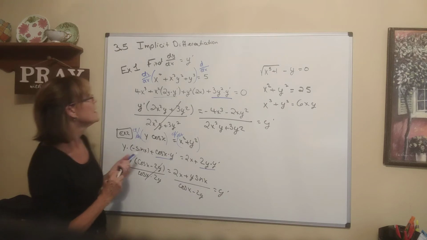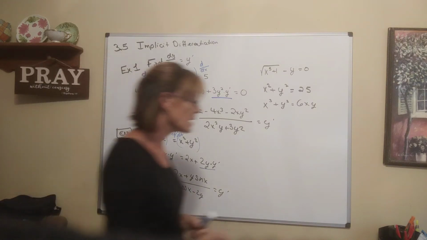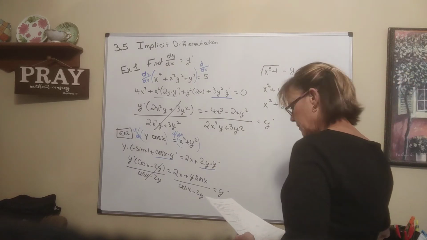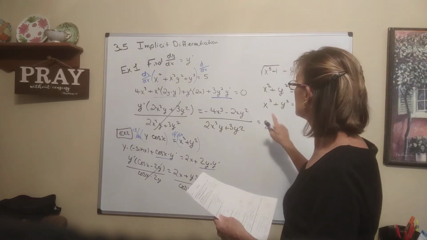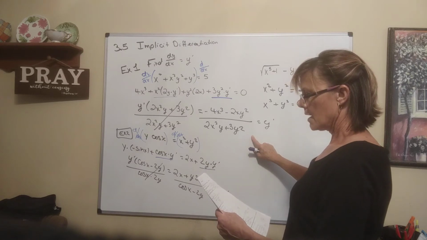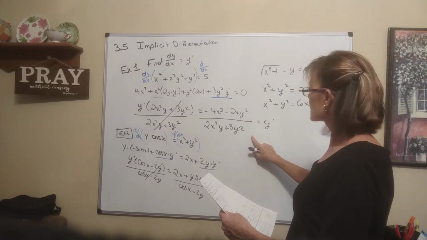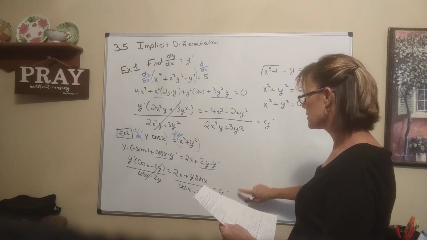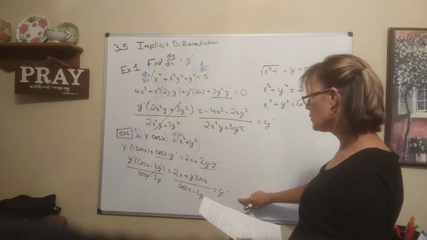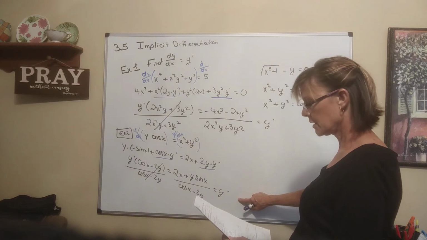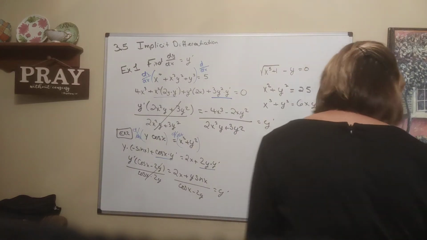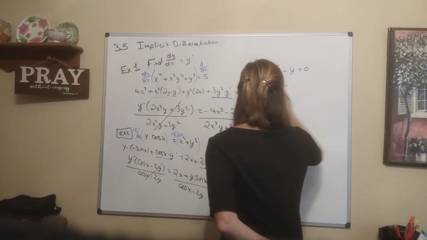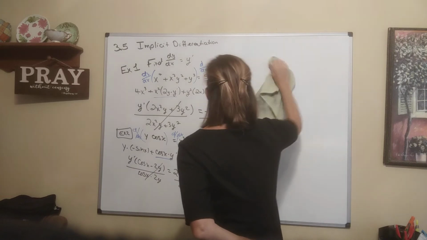So that is the first two examples. I'm just going to double check to make sure I got good answers before we move on. Y prime is negative 4x cubed minus 2xy squared over 2x squared y plus 3y squared. That's a good answer. Y prime down here is 2x plus y sine x over cosine x minus 2y. That's a good answer. Okay, let's do a couple more examples, and then you'll know how to do implicit differentiation.